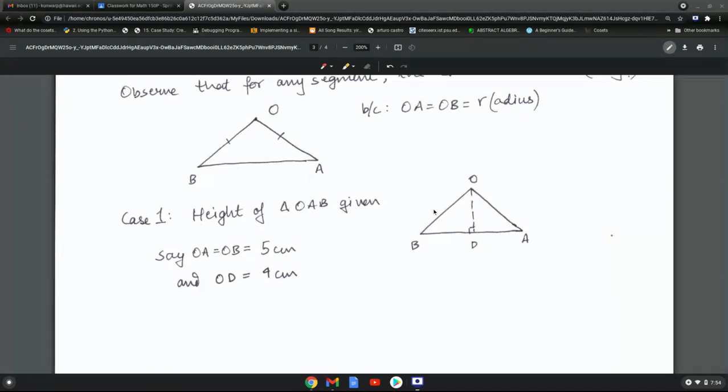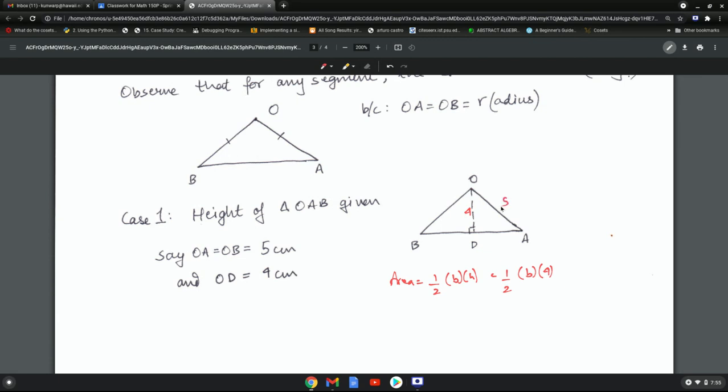Now this case is fairly easy because if the height is given, then the area is simply 1/2 times base times height, right? And we already have the height. This is 1/2 times base times the height, which is 4. But we have to figure out the base. We know that this is 4 and this is 5, then I can find this using Pythagoras Theorem. By the use of Pythagoras Theorem, this is going to come out to 3 centimeters. So AB is going to be 6 centimeters.